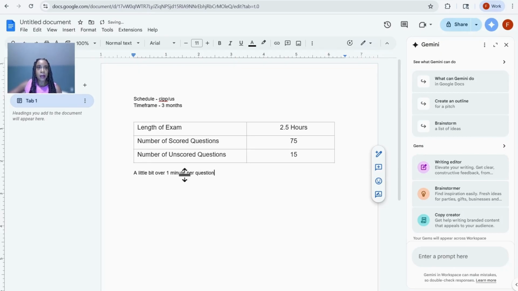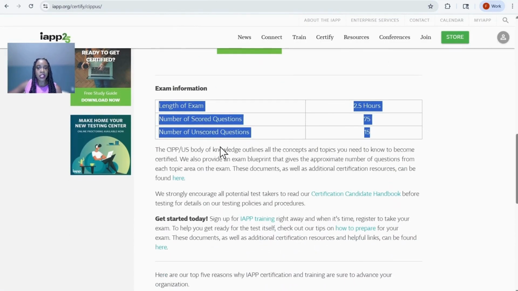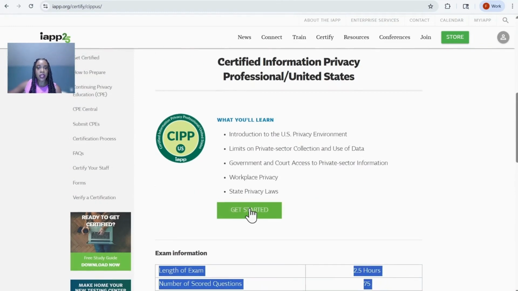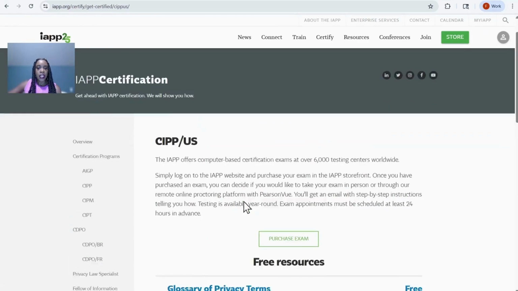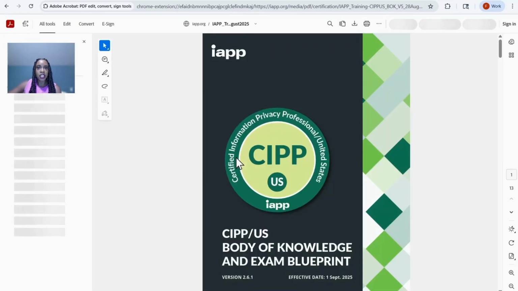Okay, so I'm going to go back to the IAPP website. I'm going to take a look at the body of knowledge, okay? Because this is going to outline the concepts and topics I need to study. So we're just going to scroll down, get started, and then we're going to look at the body of knowledge. And both of these resources are free. You can access them directly, without you even purchasing the textbook.